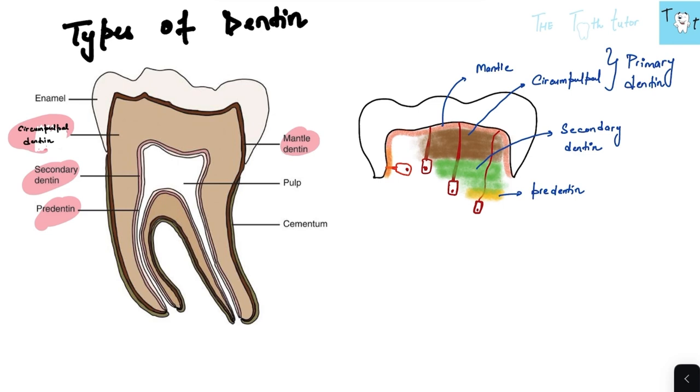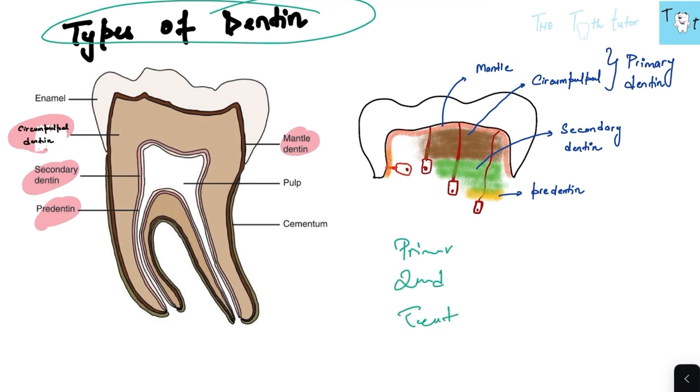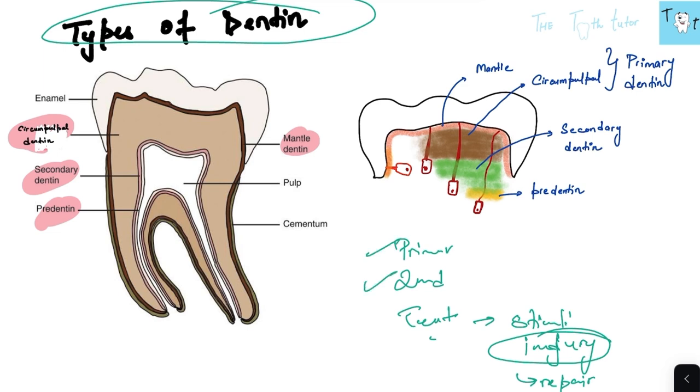Now, coming to the types of dentin. We have three types: primary, secondary, and tertiary. Tertiary we will not be discussing in this video because it is not normal. It's not formed in everyone. It is due to some stimuli or some injury. So this is reparative dentin. It is only formed upon some injury when you need any repair. So we won't be talking about that in this lecture. We'll talk about the primary and the secondary dentin.